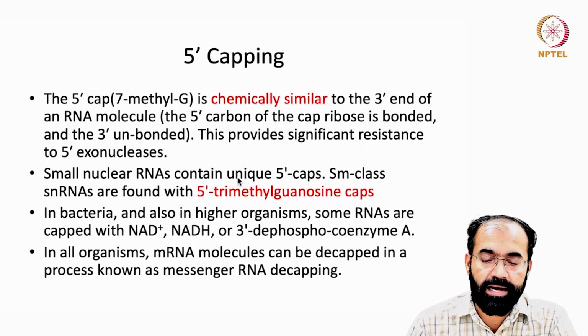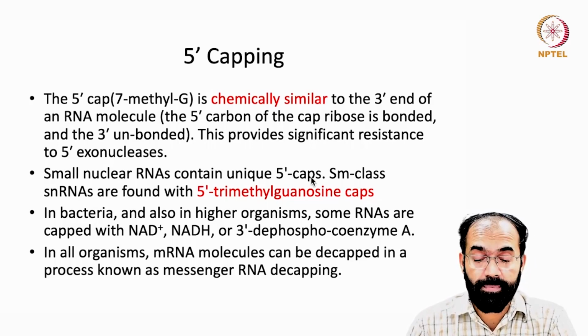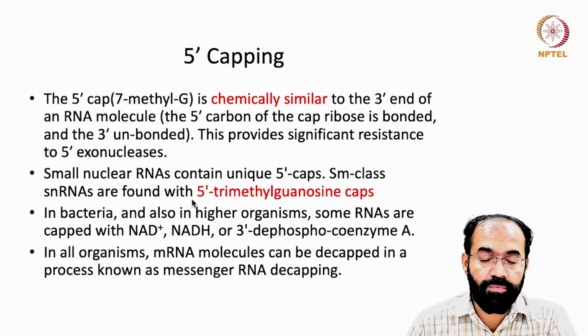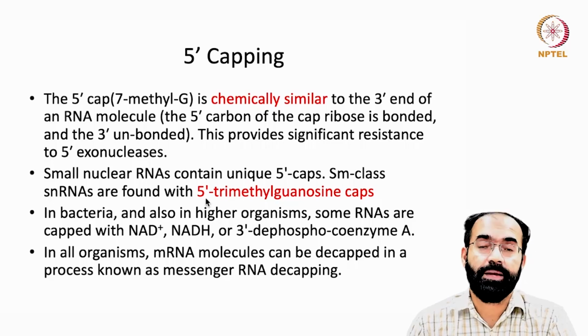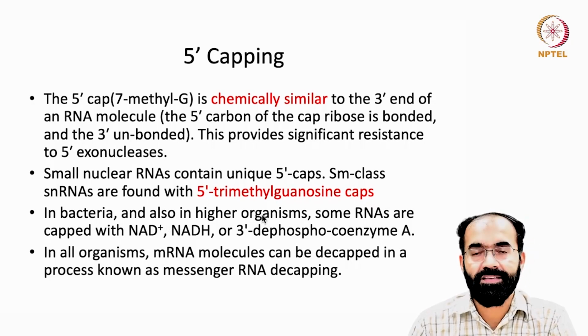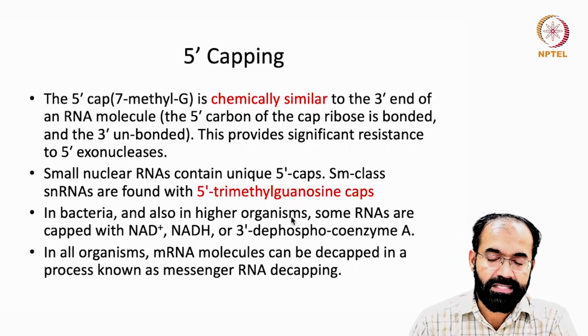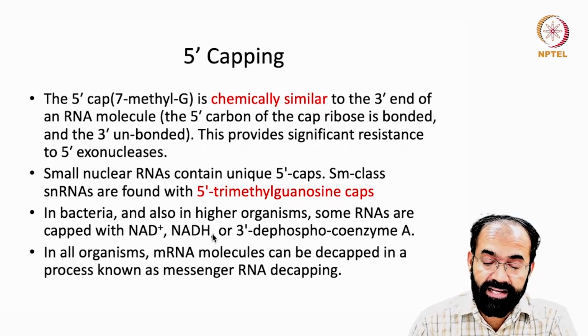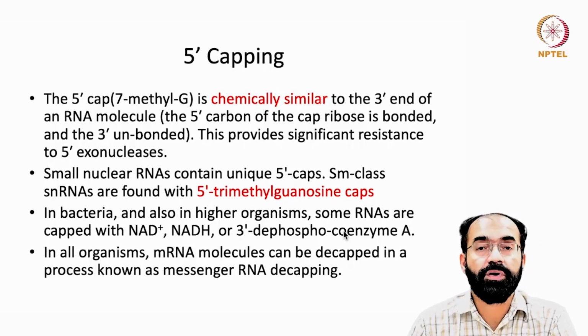Small nuclear RNAs contain unique 5' caps. They are called Sm class snRNAs. They are found with a specific 5' cap, that is 5' trimethyl guanosine cap instead of the 7-methyl guanosine cap you find in mRNAs. In bacteria and also in several higher order organisms, some RNAs are capped with NAD, NADH or also with 3'-dephosphocoenzyme A.